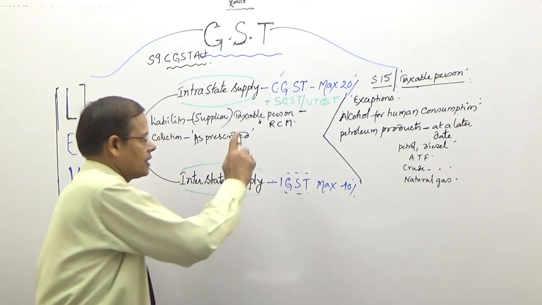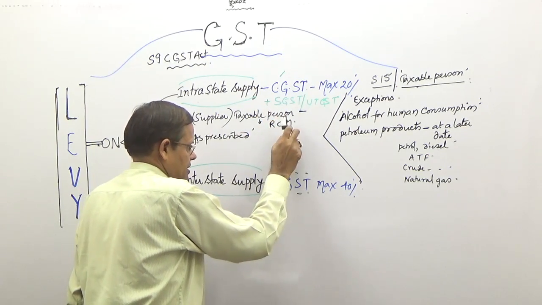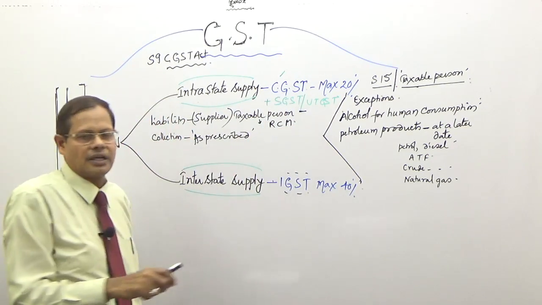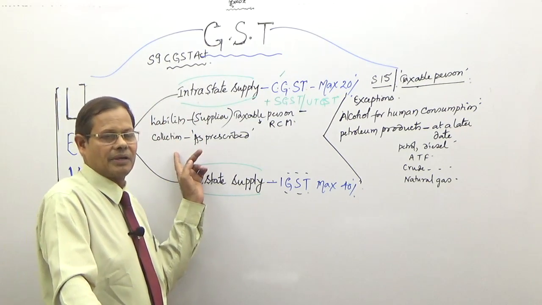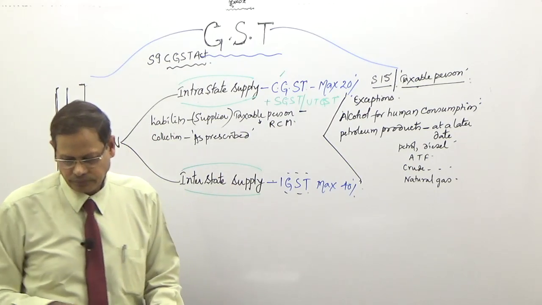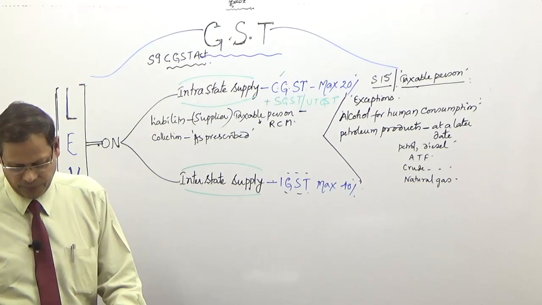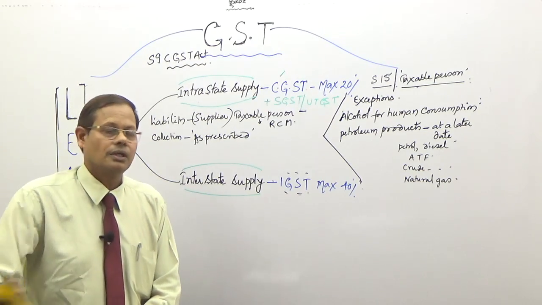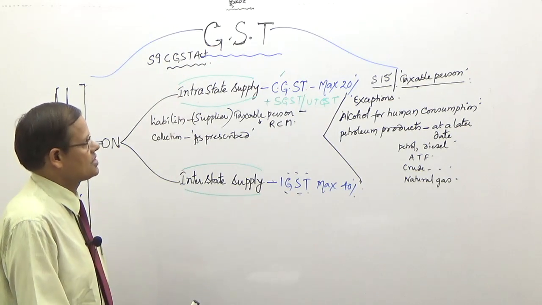So, here the taxable person is liable to pay, and in special cases of reverse charge mechanism, recipients or other persons are liable to pay, and the manner of payment and collection is as prescribed. Okay. So, this is the information briefly about levy under section 9 of the CGST Act.